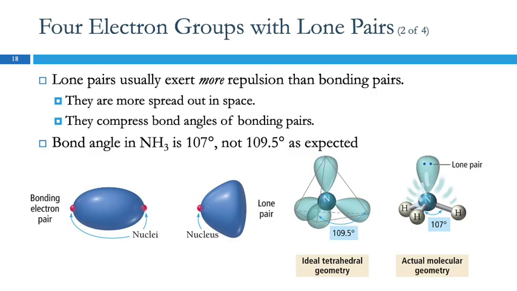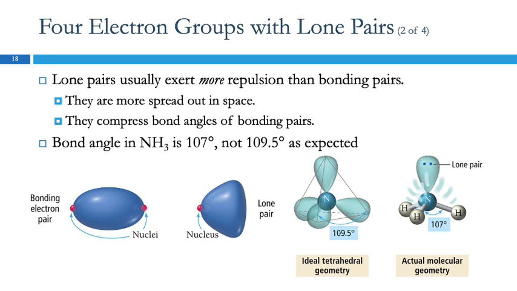So a lone pair is actually more repulsive than a bonding pair. And the reason for this is a bonding pair is going to be constrained between the 2 nuclei of the atoms it's forming a bond between. A lone pair is attached to 1 nucleus and nothing on the other side, and so it can spread out. It's going to take up more space.